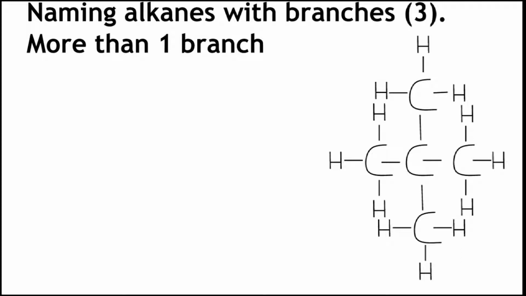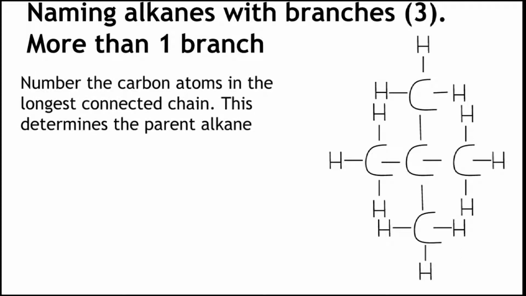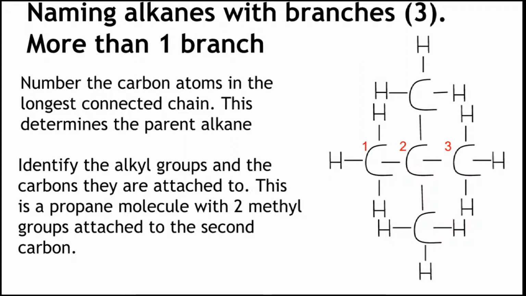Okay, longest connected chain of carbon atoms, 3. It's a propane molecule. It's a propane molecule with methyl groups attached, so it's methylpropane. But there's 2 of them, so it's dimethylpropane. Now the final thing we have to do is number where the methyl groups are attached. It's carbon 2, so it's 2-dimethylpropane, but wait, chemists like to be really pedantic and put a number against every single group that's attached. So it's 2,2-dimethylpropane.